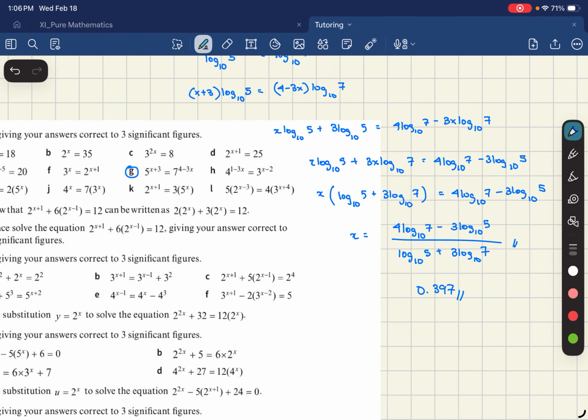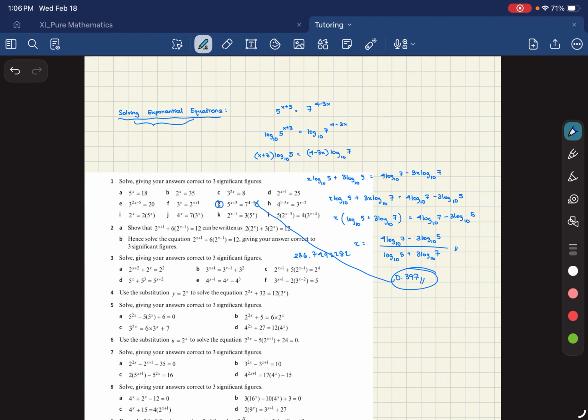And you can take this back and you can check. 5 to the power your answer plus 3 is 236.74922282. And 7 to the power 4 minus 3 times your answer is also the same thing. So if you substitute this, or you substitute the longer form back into your equation, both sides give you 236.74922282. So that is always a good way to check your answer. You just substitute back and use your calculator to confirm that you have the correct answer.